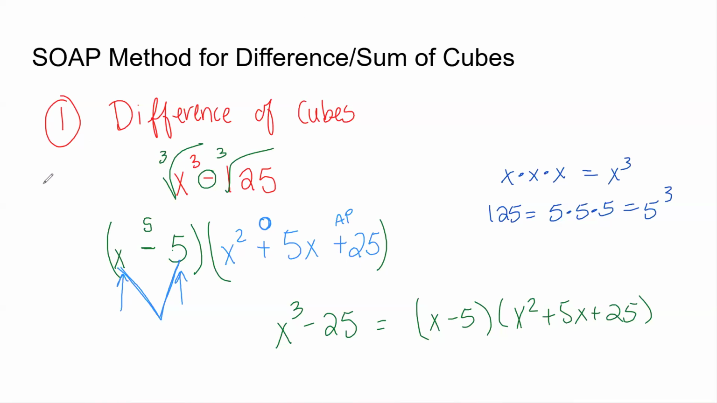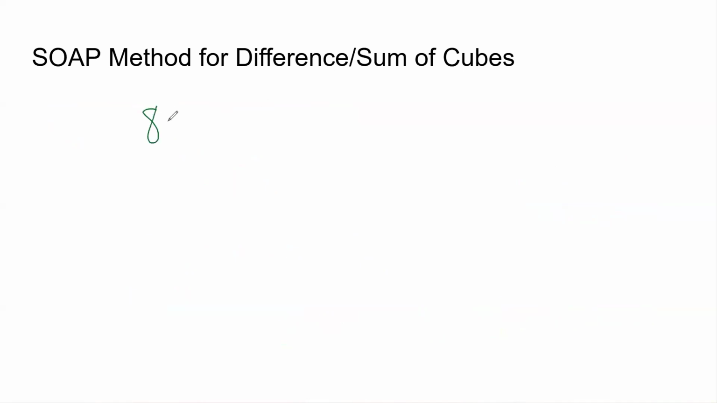All right, I will do one more difference of cubes. Do 8y cubed minus, let's see here, 343. If you don't know your perfect cubes by heart, it's fine. Grab your calculator, that can help you out, or we can just come off to the side.